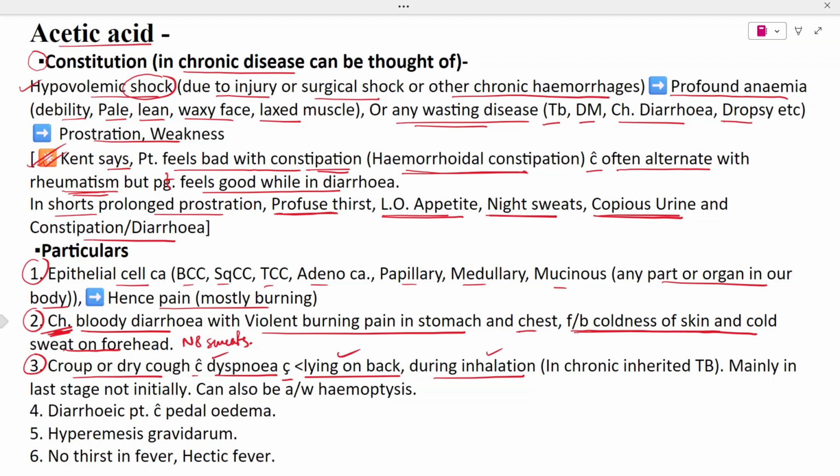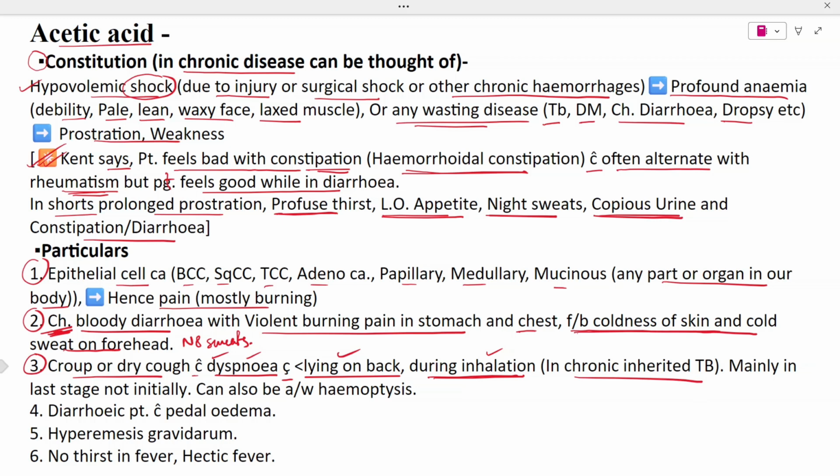So croup we have already discussed. It is a laryngotracheobronchitis. So the whole upper and lower respiratory tract, mostly the lower respiratory tract, is infected, and there is sputum or phlegm inside the chest, because of which there is dry cough. Maybe dry cough or maybe croup, maybe wet cough, along with the dyspnea, shortness of breath, which aggravates when lying on the back. That is the important symptom. During inhalation, it excites the cough, like in chronic inherited TB.